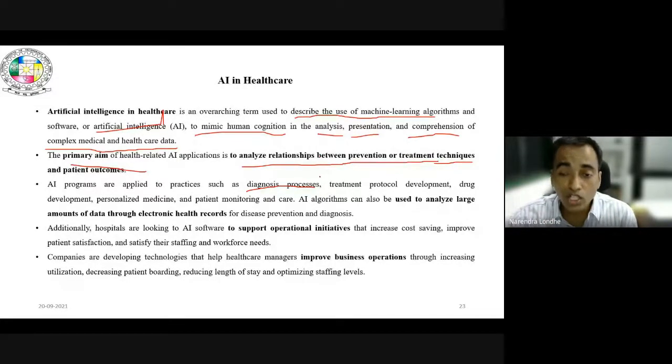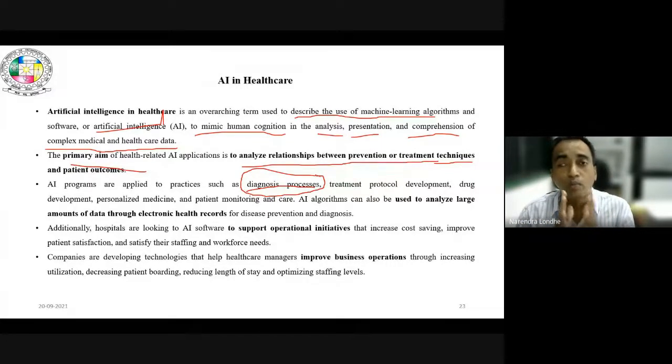Okay, and if you see, the majority of the research of AI in healthcare is focused on this, because it is a very tedious, very important task in healthcare that first of all, you have to diagnose the patient. Once you have diagnosed the patient, then the next things can be done.